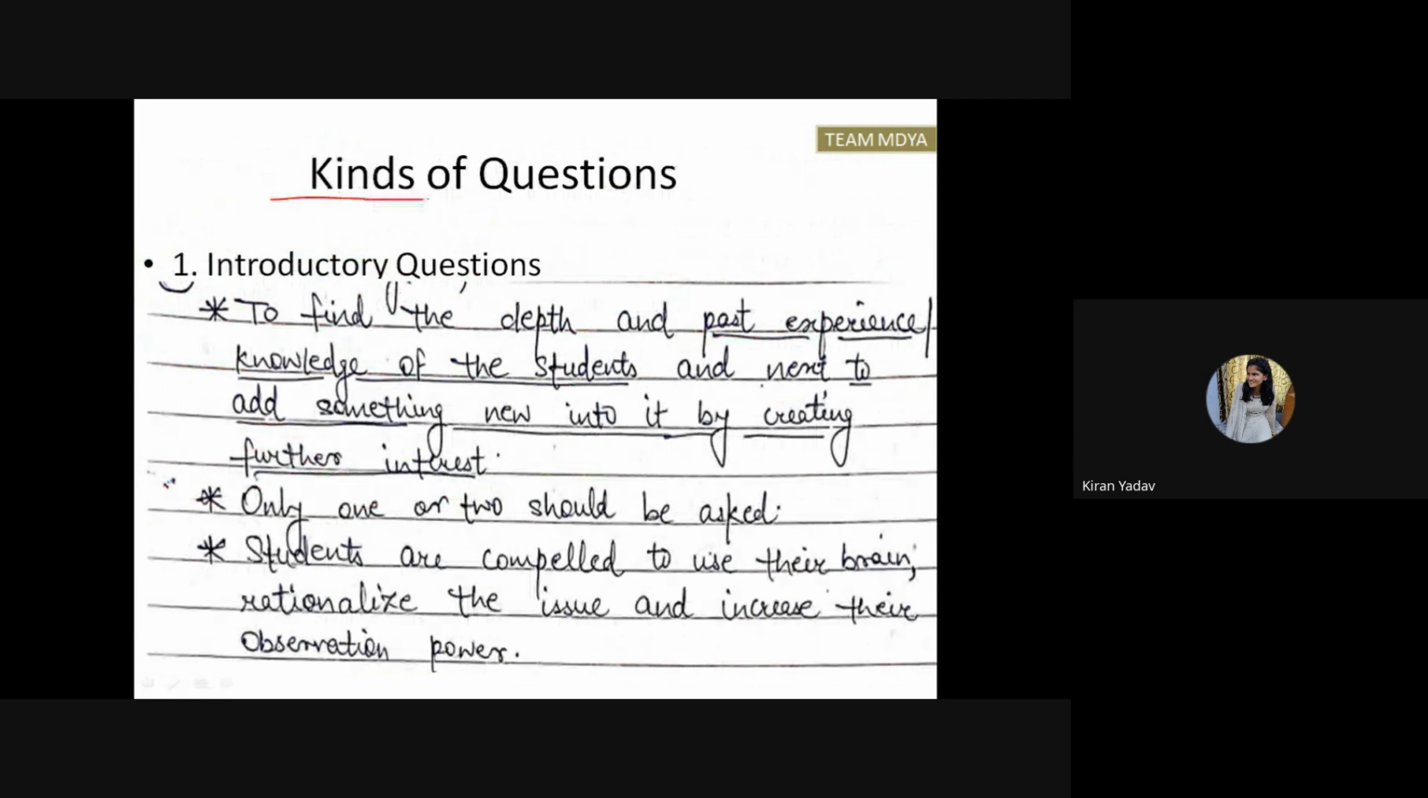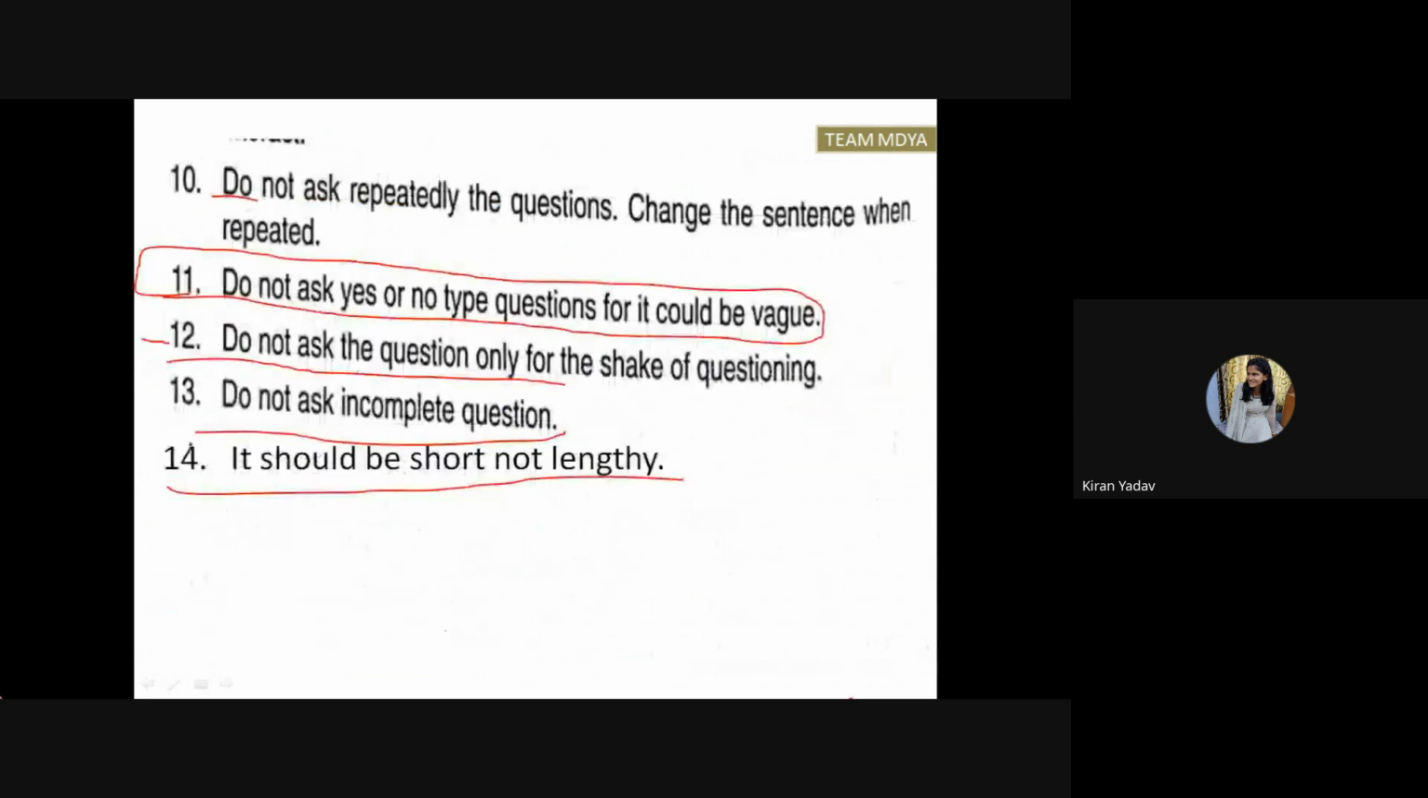So there are seven kinds of questions that are given. The first one is introductory questions. So you tell me about introductory questions. What can be the introductory questions?